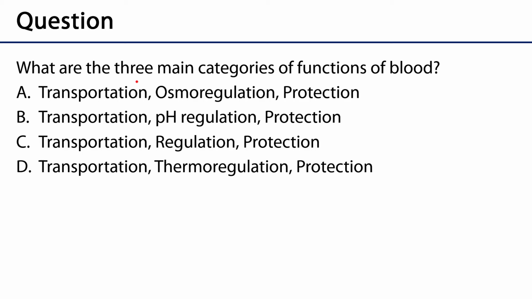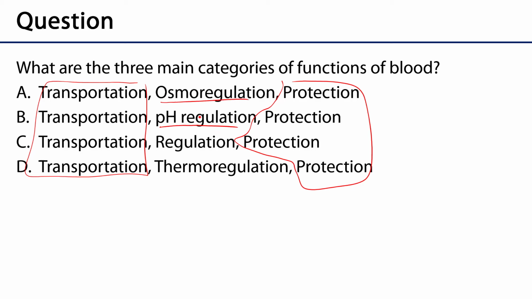Well, if you notice, all of these elements have transportation within them. They all have protection within them, and they vary by what is being regulated. So osmoregulation does occur within the blood, as does pH regulation and thermoregulation. So this can fall under the umbrella of regulation. Hence, C is the correct answer, with transportation, regulation, and protection being the three major categories of blood function.